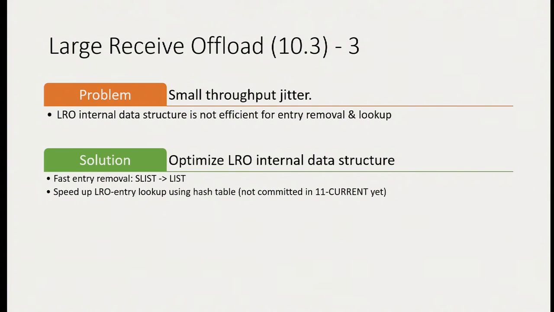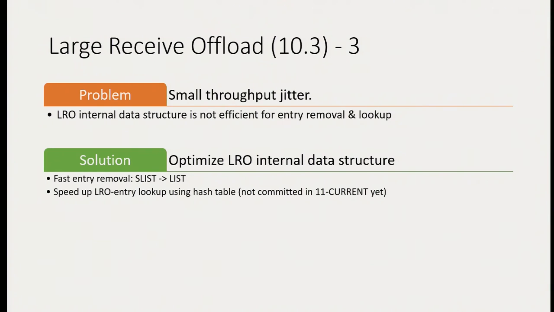Another issue is that the IO entry lookup is not efficient if you have a lot of IO entries, because with the doubly linked list, when we receive a packet and we try to find the related IO entry by the IP address or the port, we have to walk through the whole doubly linked list to find the IO entry. So we can see the lookup efficiency depends on the location of the entry also.